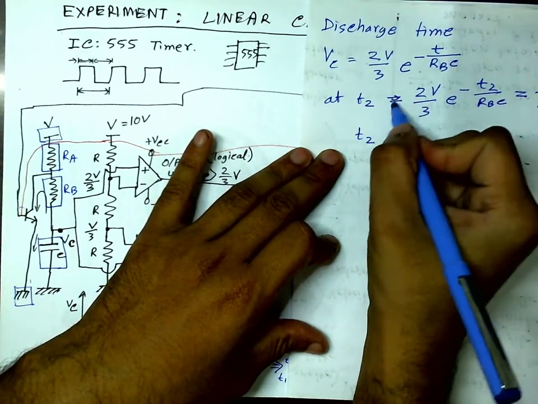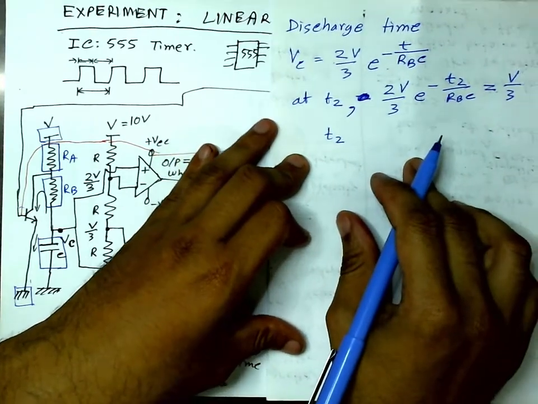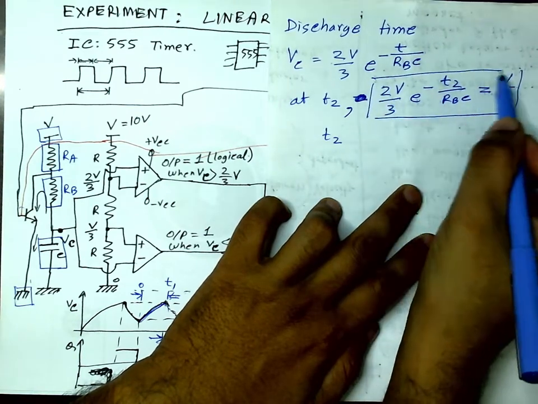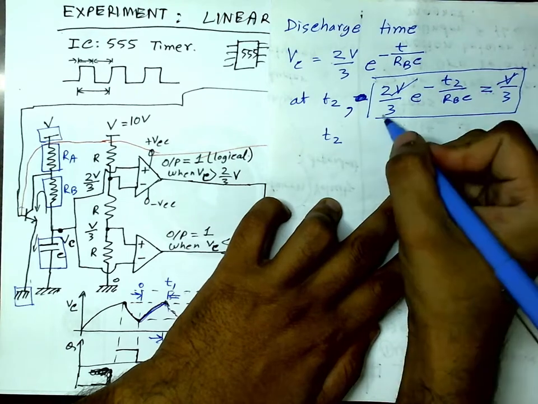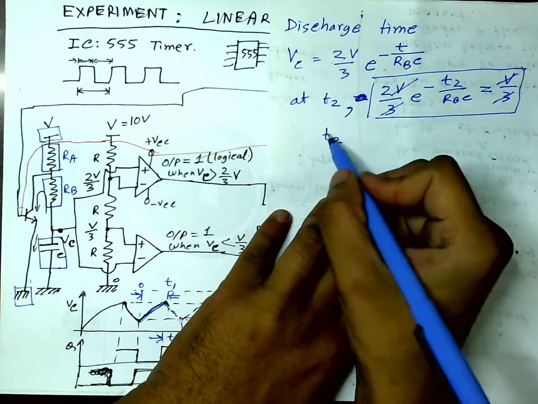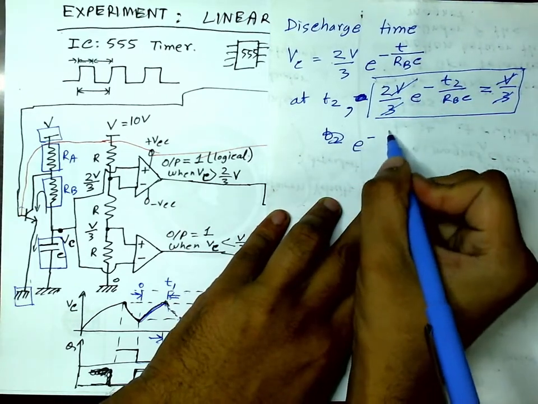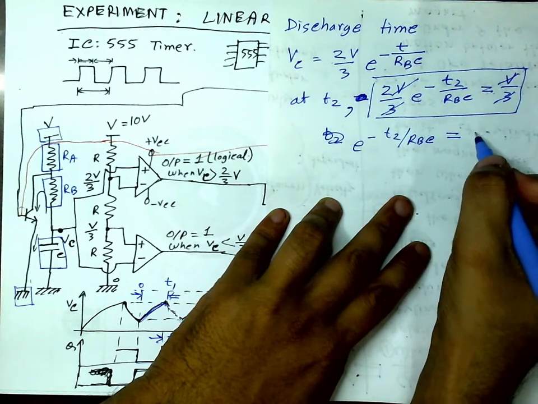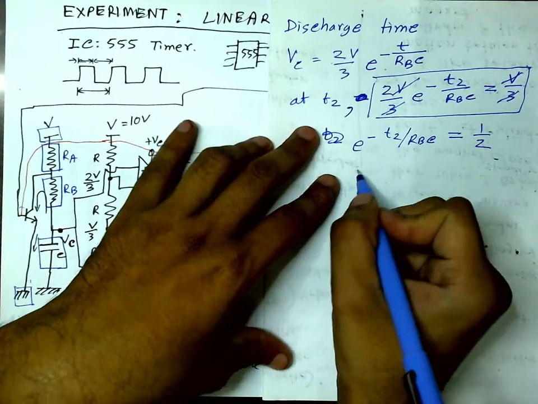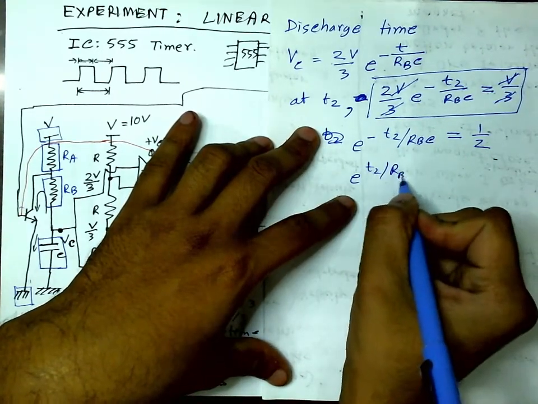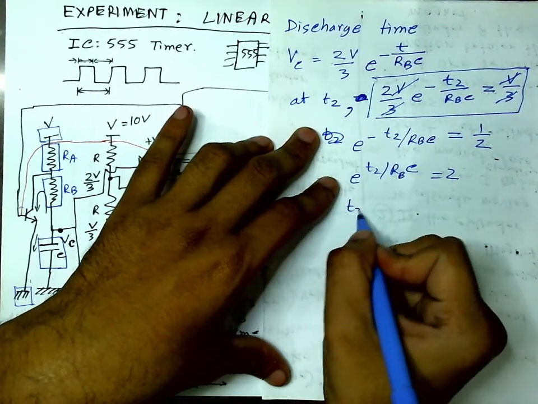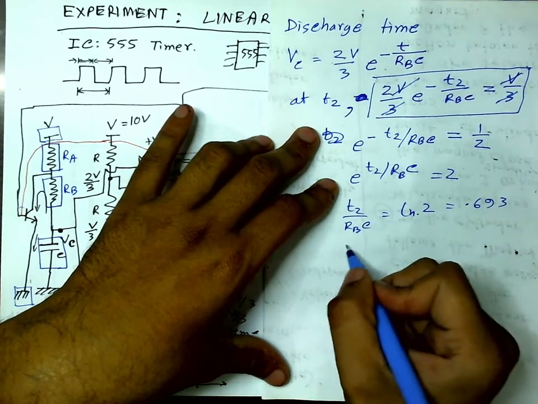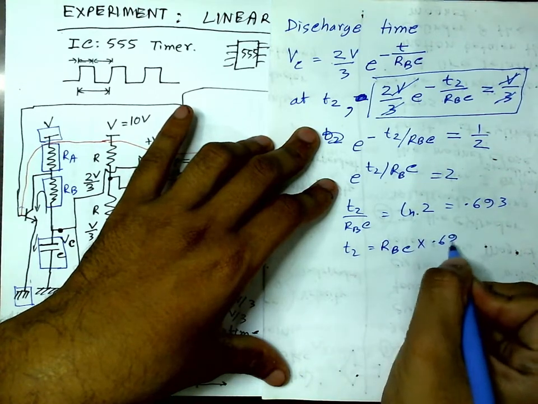How? At T2 this is equal to this, which means I can get rid of this V and this 3, so e to the power minus T2 by RBC is equal to half. Then e to the power T2 by RBC equals 2, which will mean T2 by RBC equals ln 2, which is approximately 0.693, and therefore T2 will be RBC multiplied by 0.693.